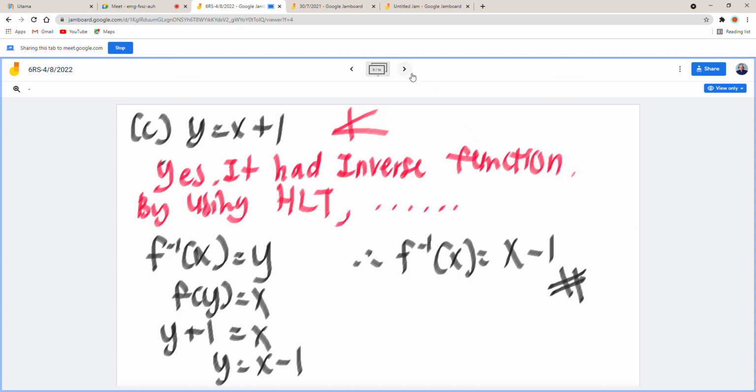Okay? Oh, so first we have to sketch the graph first. Yeah, because why are we sketching the graph? Because we have to use the HLT method to see if it's a function or not a function. Alright. One-to-one function, or whether it's an inverse function. For this case, we're using HLT because we want to check whether it's a one-to-one function or not, whether it's an inverse function or not.